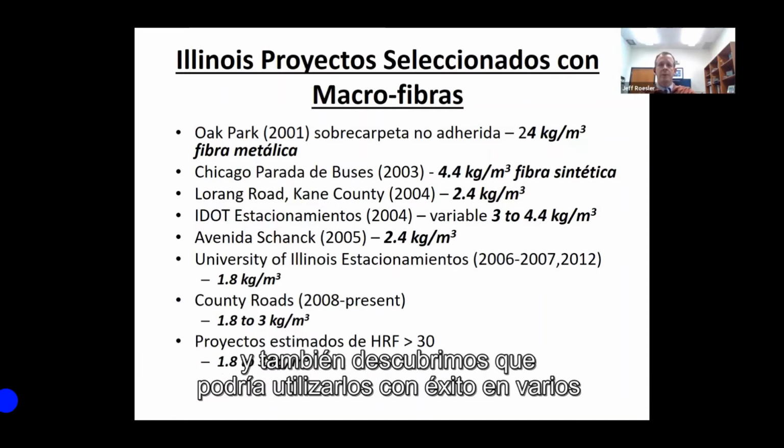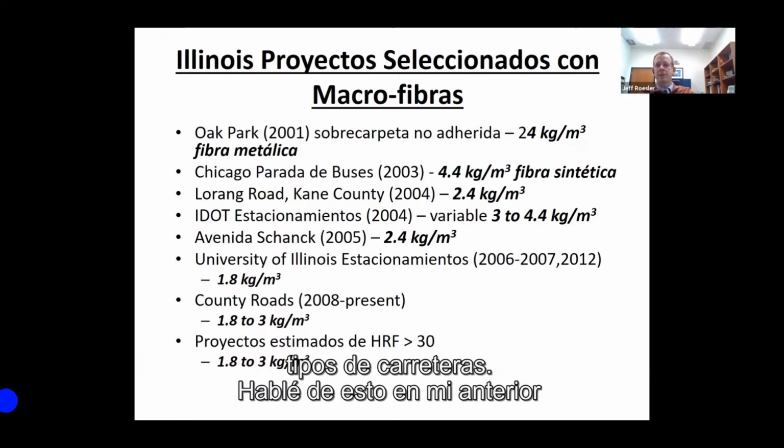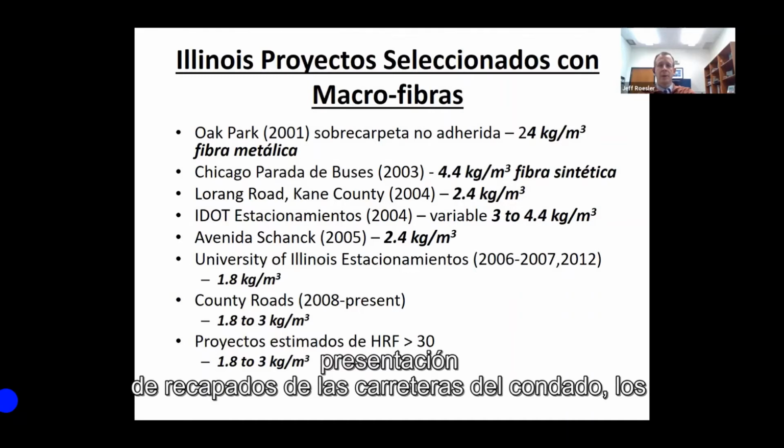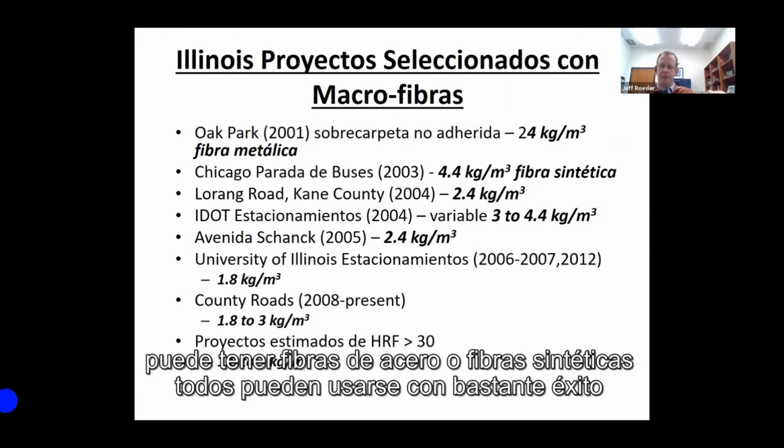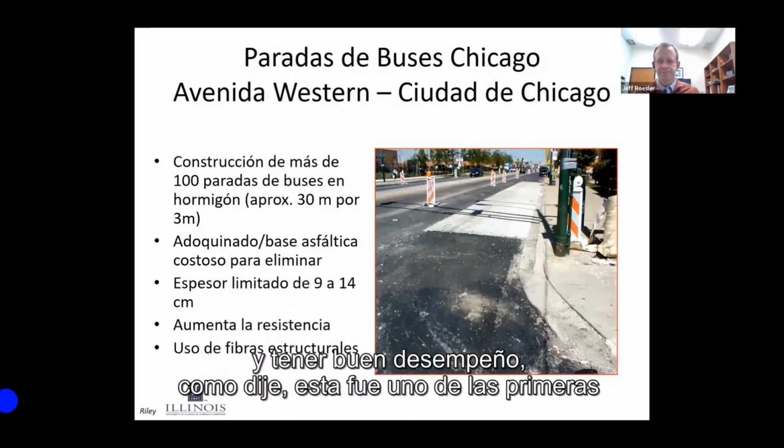And we also found that we could use them successfully on various types of roadway classifications. I talked about this in my earlier presentation on overlays: county roads, rural roads, parking lots, some city streets can have steel fibers, synthetic fibers, and can all be used pretty successfully and have good performance.